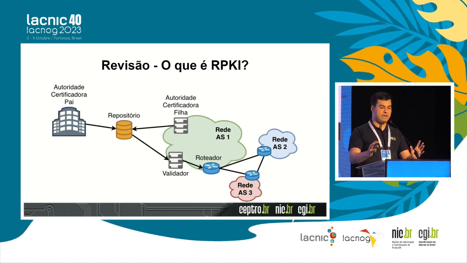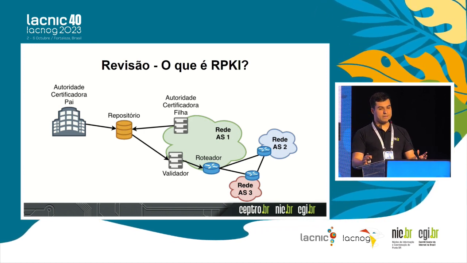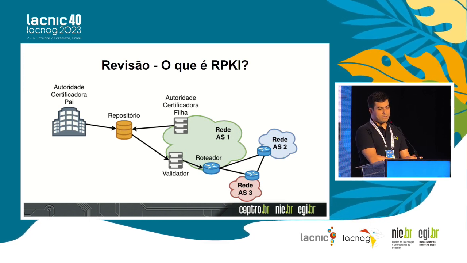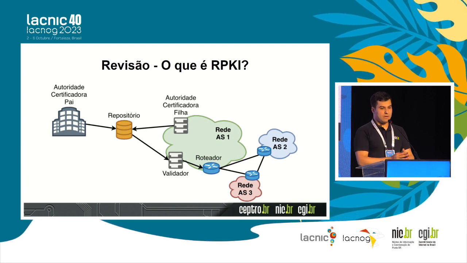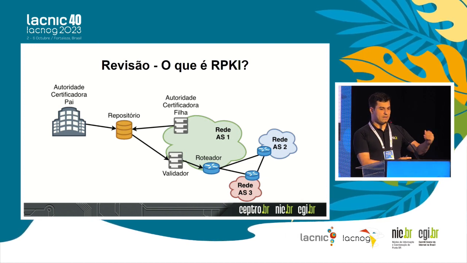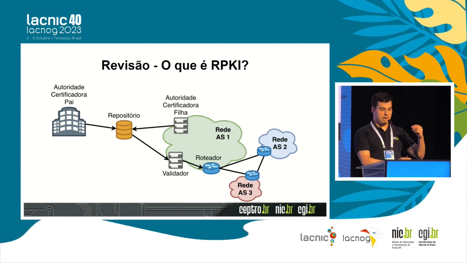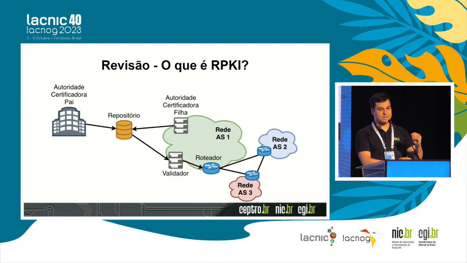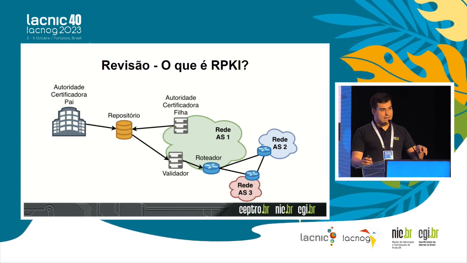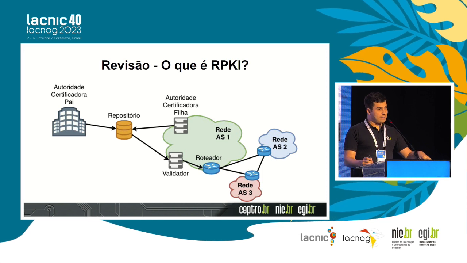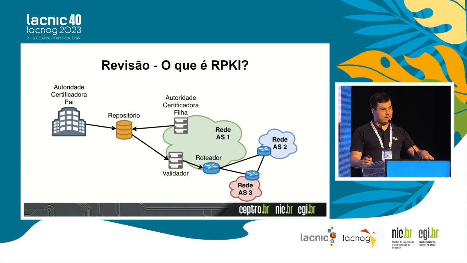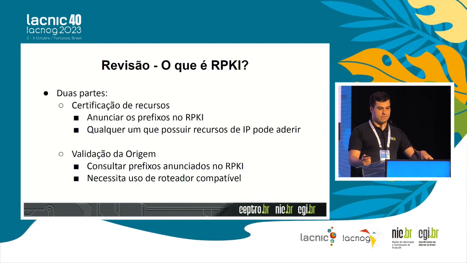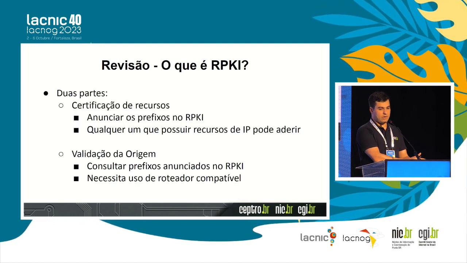How does RPKI work? It is divided into two parts. We have a structure that gives a superficial view: in the first part, the certification, and in the other part, the validation. As you see there, the parent certifying authority, then a child certifying authority, then the router that talks to the autonomous systems. The part we're going to see today is the certification part. But we also have the validation part.